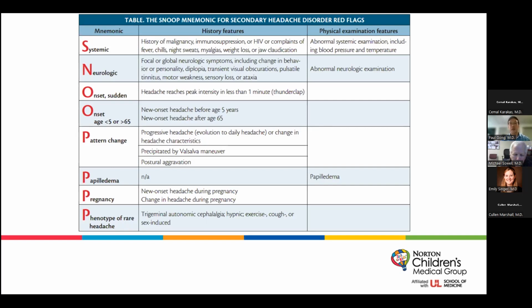That'd be stable headaches that have now changed and become worse, or headaches that are worsened by specific maneuvers like bending over, coughing, as well as certain postures that aggravate headaches. And then the rest of the P's, as you can see, are papilledema on fundoscopic exam, and pregnancy, not so much related to us, but maybe in adolescent age, if new onset headache during pregnancy or change of headache in pregnancy. And then the final thing is if there's a specific type of phenotype to the headache that keys us into a more rare condition that may represent a secondary cause of headache.